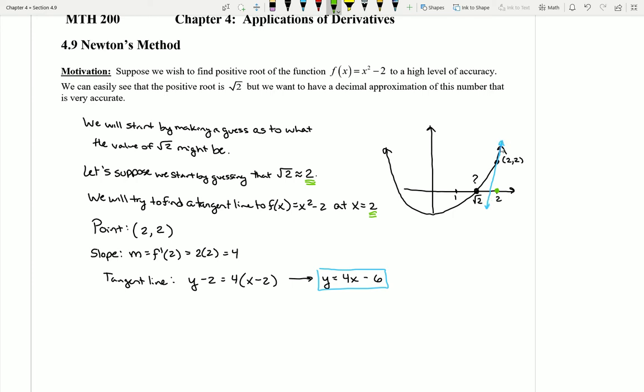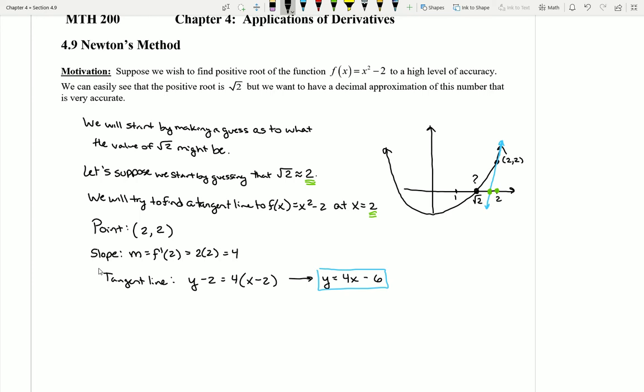What you'll notice is that this tangent line also crosses the x-axis, but it crosses the x-axis over here at some other value. And this value is actually closer to where the square root of 2 is than where we started originally over here at 2. So I'm going to try to find the coordinates of this x-intercept. But since I'm trying to find this for a line, that's actually going to be really, really easy.